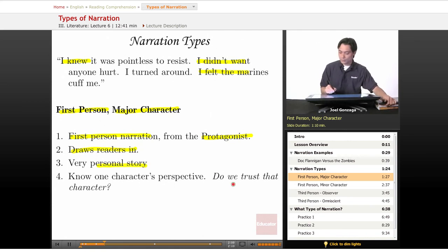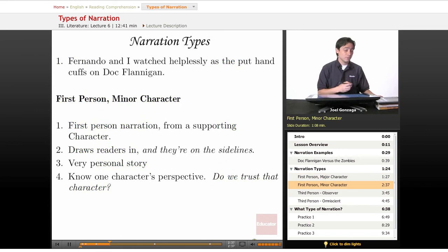First off, we got to know, do we trust that character? We're not just getting what happens, we're getting their interpretation of what happens. And maybe this first-person narrator is not somebody we should trust. Maybe they're not telling the truth, or maybe they're kind of confused as to what's actually going on. Or maybe they're completely cognizant, lucid, and they don't have any flaws at all. I mean, who knows? Here's another example of first-person narration.